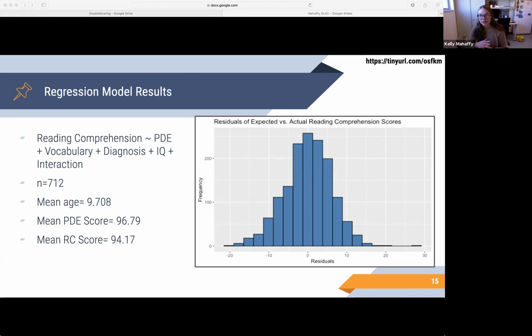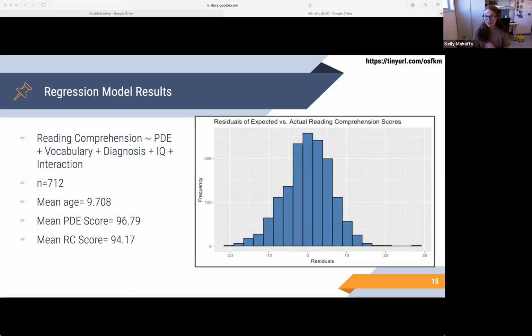This test also comes out of Tower, but instead of sight words, it's pseudo words. So you have words like ip, ga, ko, ta, pronounceable non-words, and you standardize in the same way. Our model also included vocabulary, diagnosis, IQ, and the interactions between those. You'll see that the numbers are very different here.